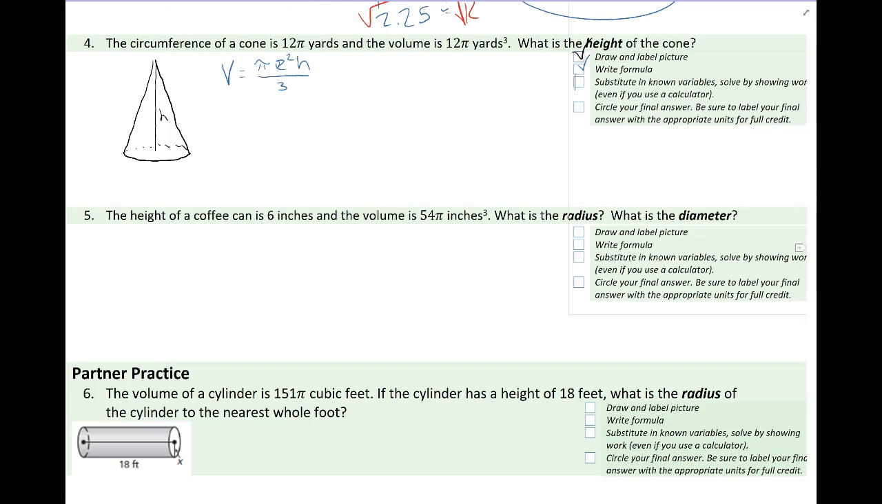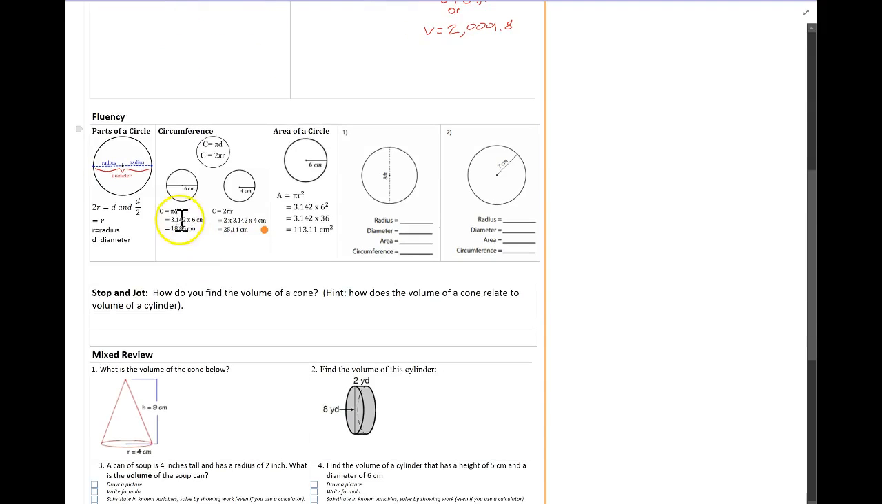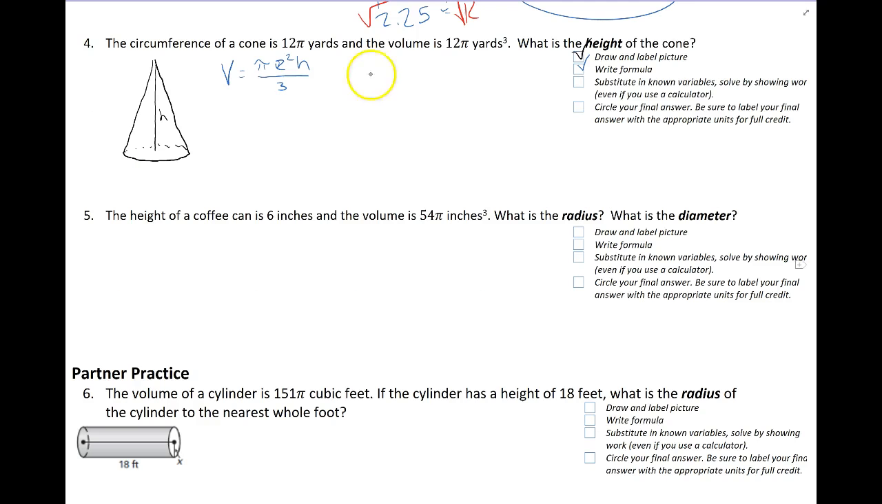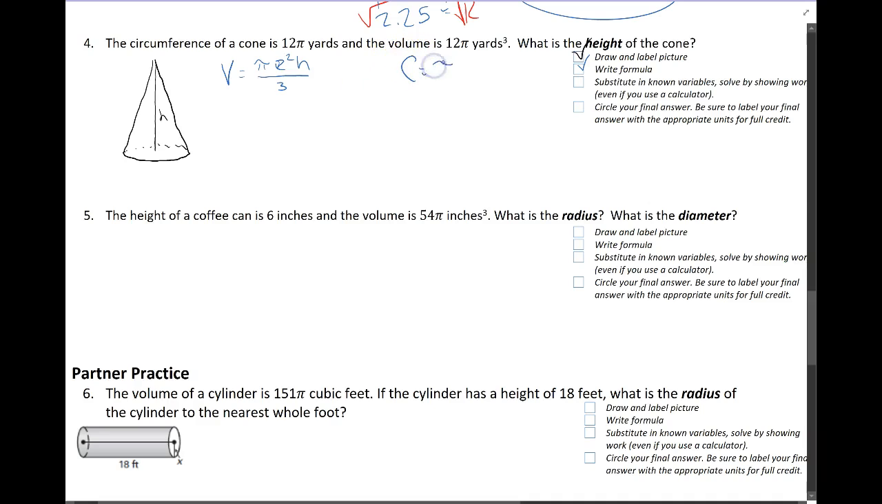So let's go back here and look, what is circumference? Well, circumference is pi times the diameter, or pi times 2 times the radius. So let's say circumference is pi times the diameter. Well, if the circumference is 12 pi, then the diameter is logically 12. So the diameter is 12. If the diameter is 12, hopefully you've realized that the radius is half of that. So the radius is 6.